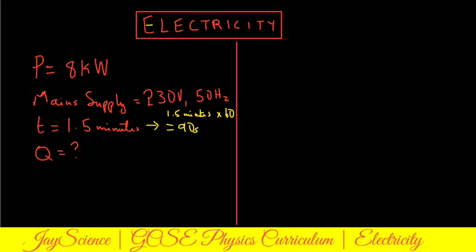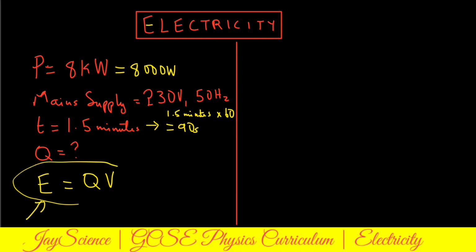And then power is measured in watts, not kilowatts. So we need to convert this. That's times 1000. All right. And then what's the equation for charge? That's energy equals charge times potential difference. Do we have the energy here? No. Do we have the potential difference? Yes. And we need to know the value of this.